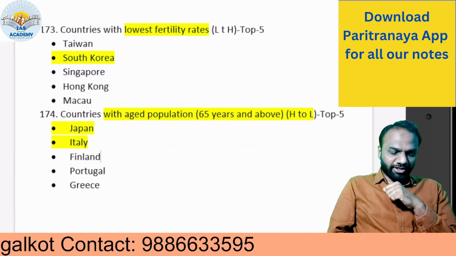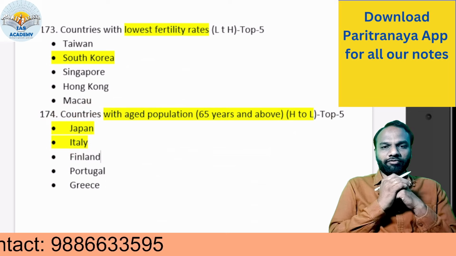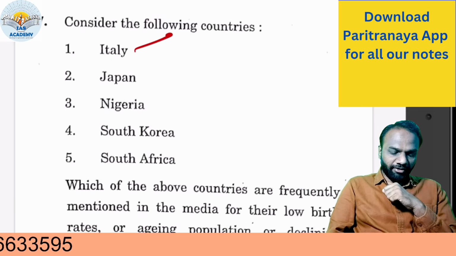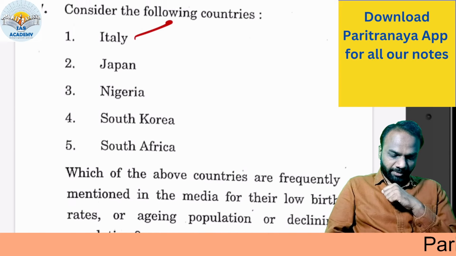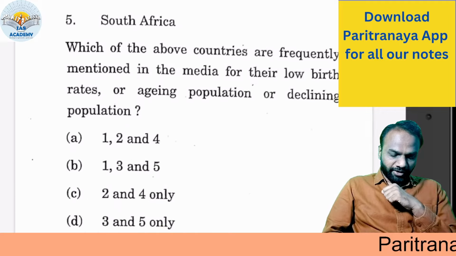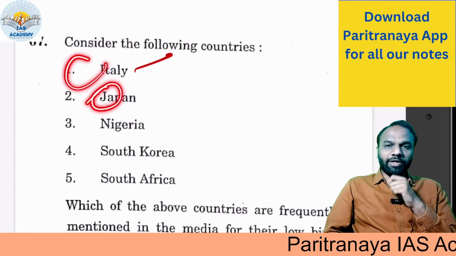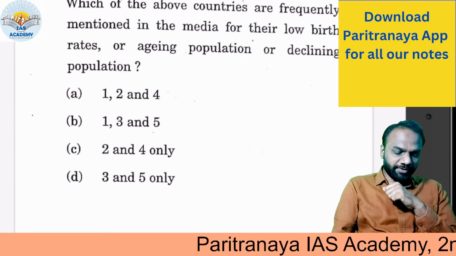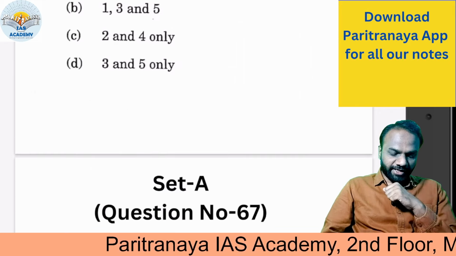Based on this, we can conclude that Japan and Italy should be part of our answer. Based on such inference, we shall try to find where Japan and Italy are both there. If you look here, where both Japan and Italy are present, there is only one such option, that is 1, 2 and 4. Hence the correct answer is A. So this question also we were able to solve very easily.